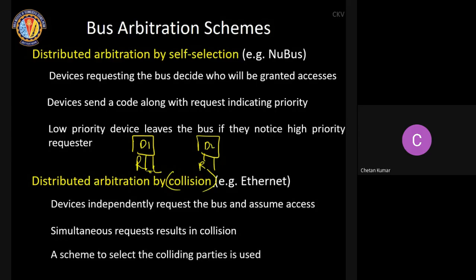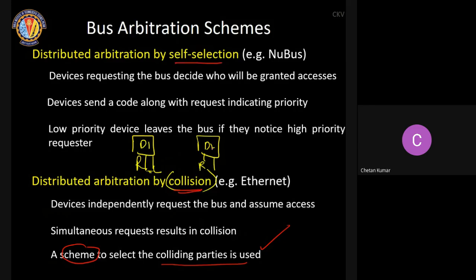Now this collision is resolved with the help of some kind of algorithm, some kind of scheme to identify which device should be given the access. It's not just based on priority. The scheme used to select among the colliding parties might be a little more complicated than just priority. Maybe some kind of scheme where you don't give access to the device which has recently accessed the bus. You give it to a device which has not accessed the bus for a very long time. So that way some scheme can be developed. That's the difference between self-selection and collision.